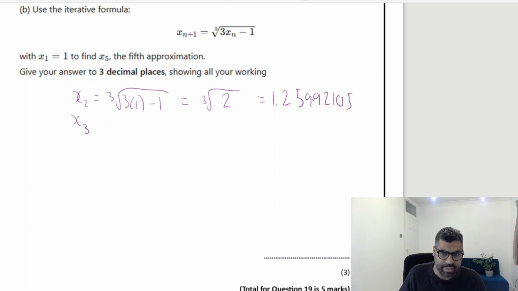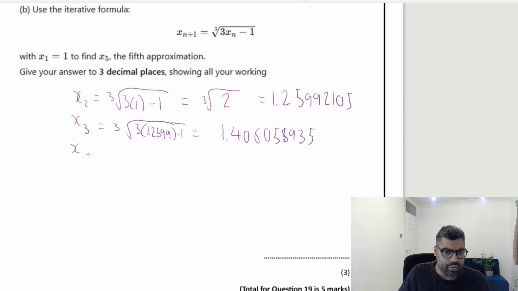So we're going to use our value from here. For the sake of our question, I'm going to take this to 3 decimal places. But of course, in your calculator, you can just use the answer button and hence put the whole number in there. So we're going to do cube root of 3 times 1.2599, so 4 decimal places, minus 1. We put that into our calculator and we see what that gives us for our third iteration. 1.406055935.